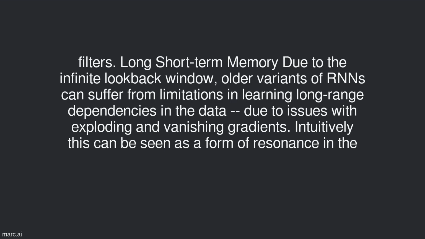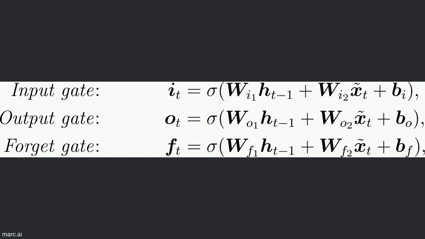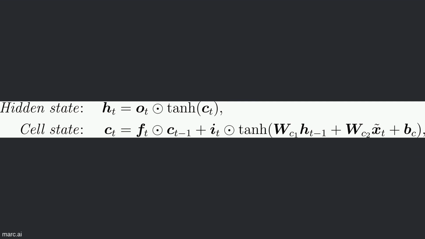Long short-term memory. Due to the infinite lookback window, older variants of RNNs can suffer from limitations in learning long-range dependencies in the data, due to issues with exploding and vanishing gradients. Intuitively this can be seen as a form of resonance in the memory state. Long short-term memory networks (LSTMs) were hence developed to address these limitations, by improving gradient flow within the network. This is achieved through the use of a cell state c_t which stores long-term information, modulated through a series of gates as below, where h_{t-1} is the hidden state of the LSTM, and σ is the sigmoid activation function. The gates modify the hidden and cell states of the LSTM as below, where ⊙ is the element-wise Hadamard product, and tanh is the tanh activation function.